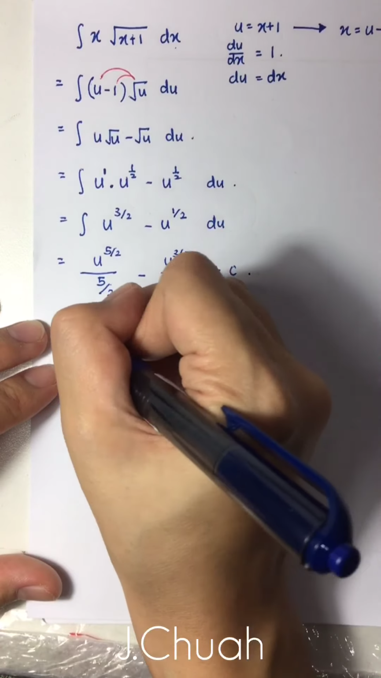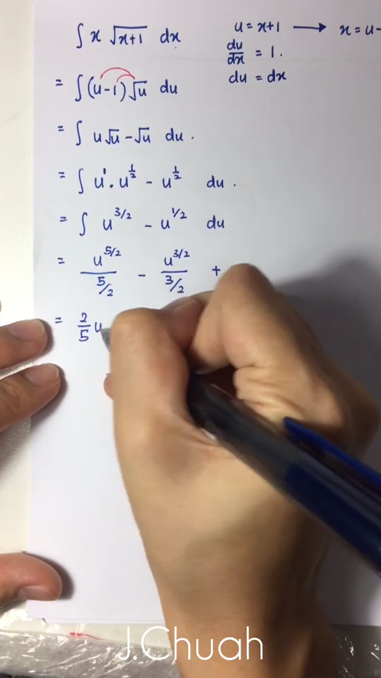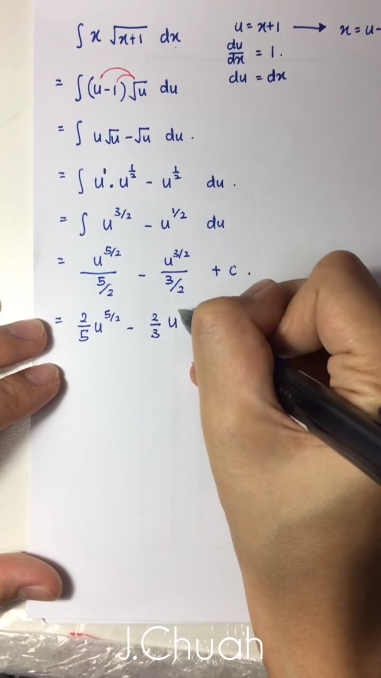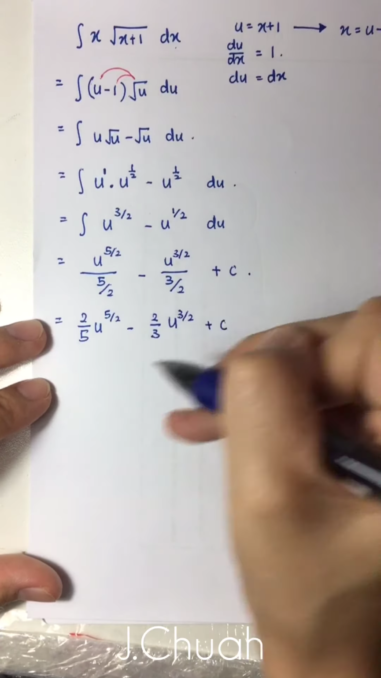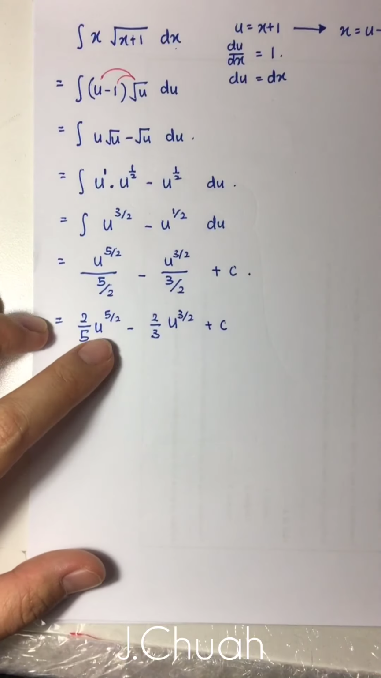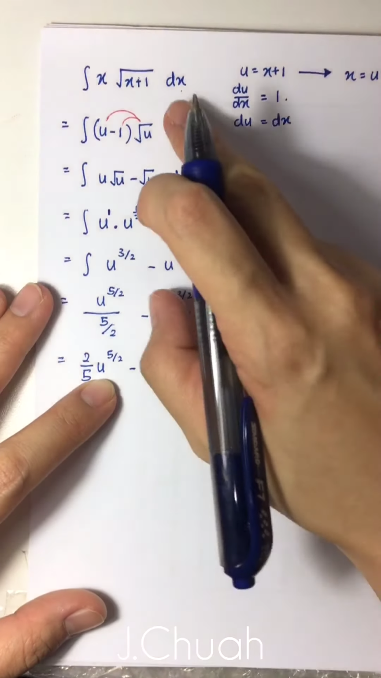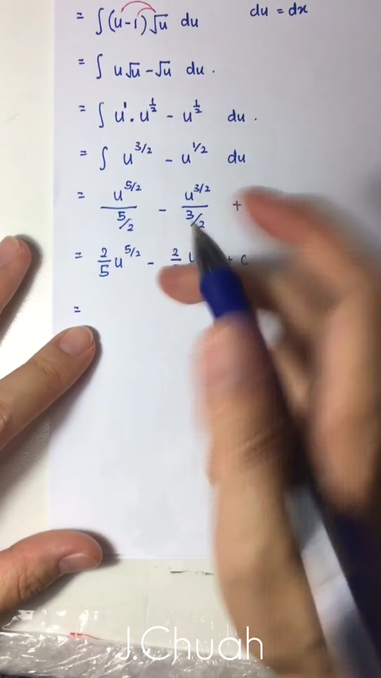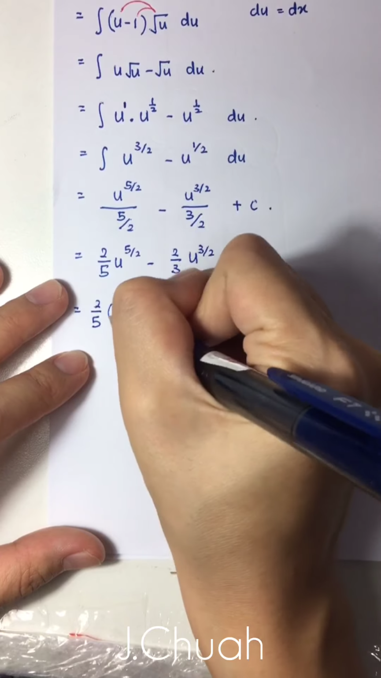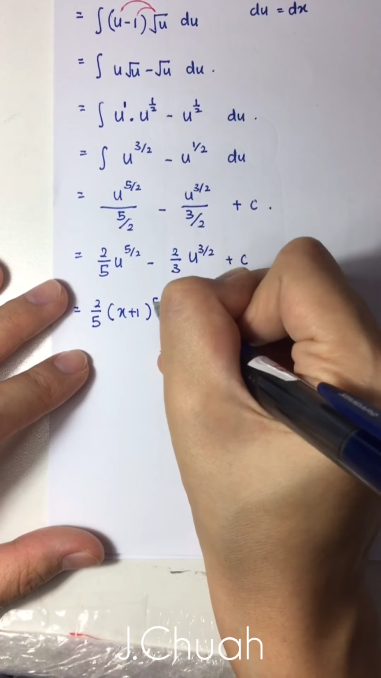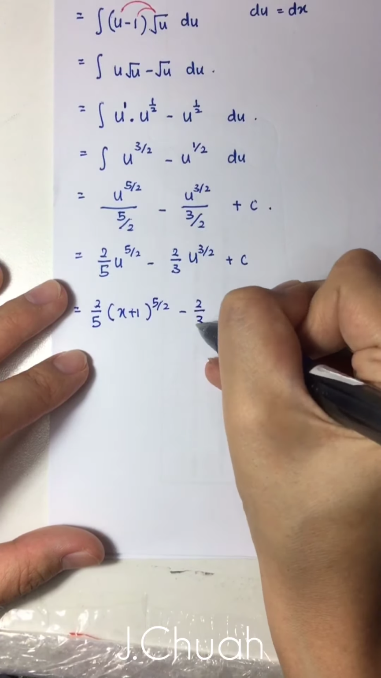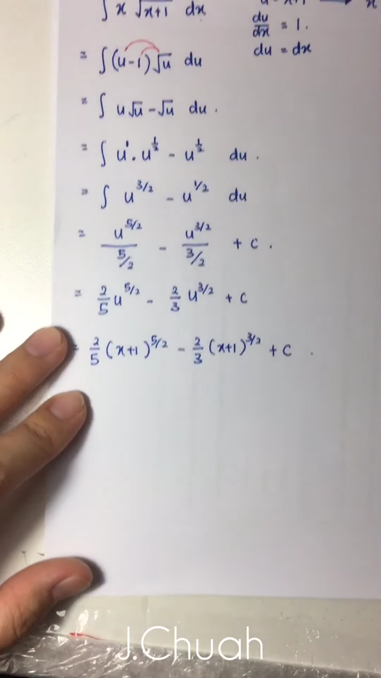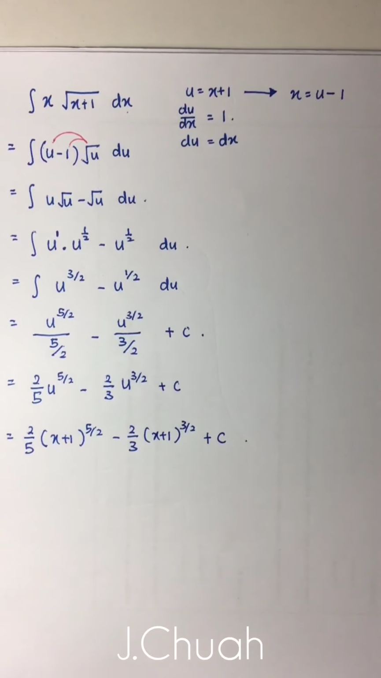Rearrange this term, you will get 2 over 5 u to the power of 5 over 2 minus 2 over 3 u to the power of 3 over 2 plus c. Don't leave your answer in terms of u because the question actually asks about x. So you resubstitute this into your answer. You will get 2 over 5 (x plus 1) to the power of 5 over 2 minus 2 over 3 (x plus 1) to the power of 3 over 2 plus c. That will be your answer.